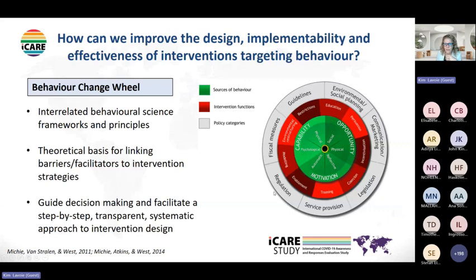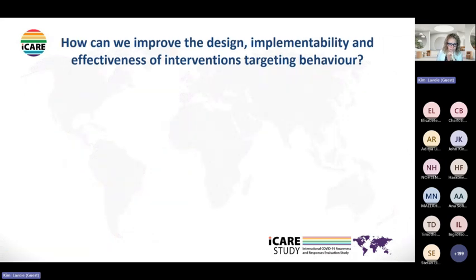These are all different things that we can do to encourage people at the population level to adopt a series of health behaviors. So this is just to make you aware of this model, and this is something that we use a lot in the behavioral sciences to inform population health interventions.